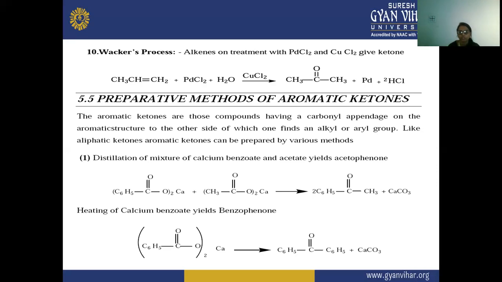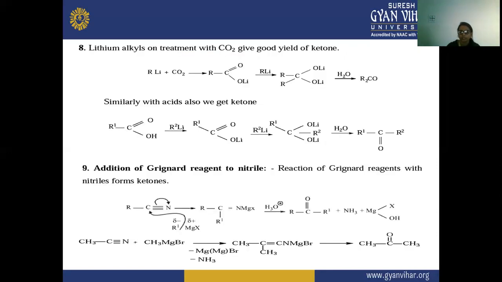So first is the distillation of a mixture of calcium benzoate and acetate, which yields acetophenone. So here you will take calcium benzoate plus calcium acetate, and by the reaction of both of them, we are yielding acetophenone plus calcium carbonate. Heating of calcium benzoate yields benzophenone. If we are heating calcium benzoate alone, then there is a formation of this benzophenone, and plus calcium carbonate is formed here.